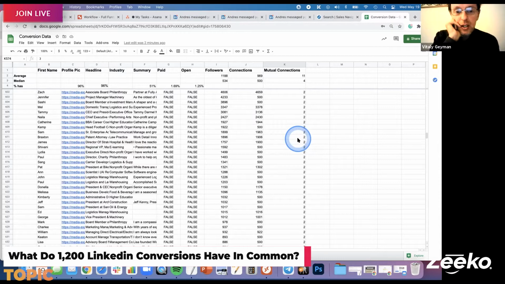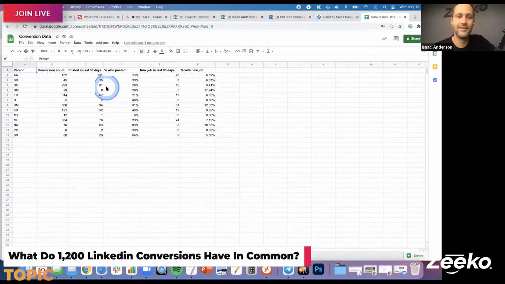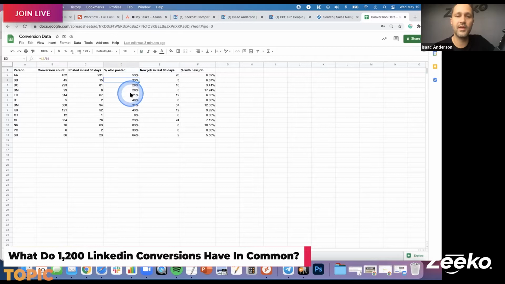Is there any indicator? Well, this is where I was saying the thunder comes down, right here. Percentage who posted: 53%, 33, 28, 28, 21, 40, 30. Look at that. And the average is like 3 to 5%, right? That's typically what we see.